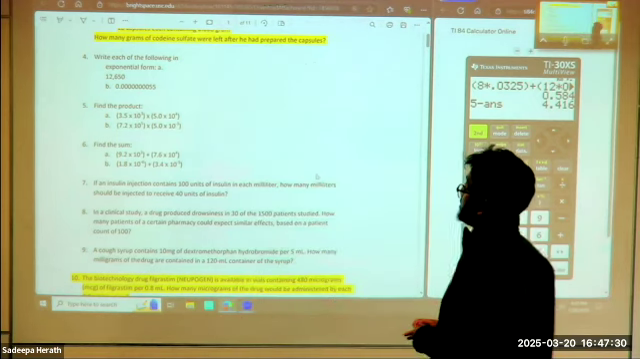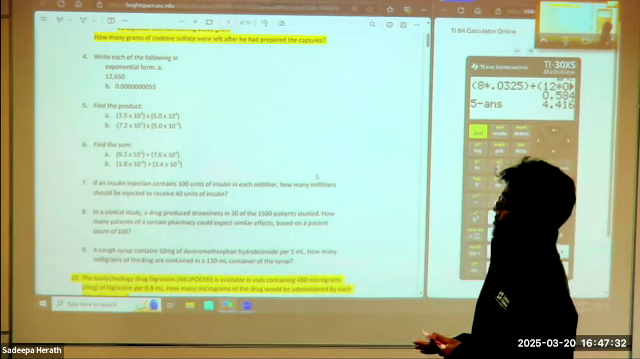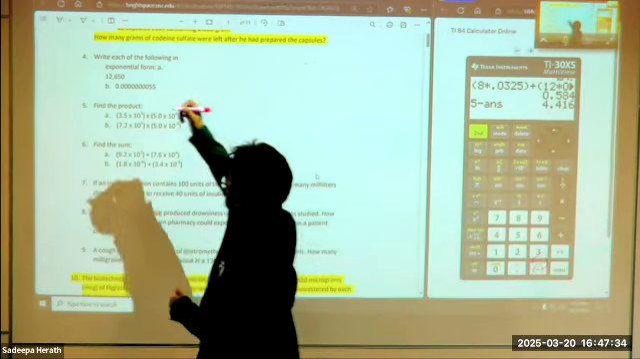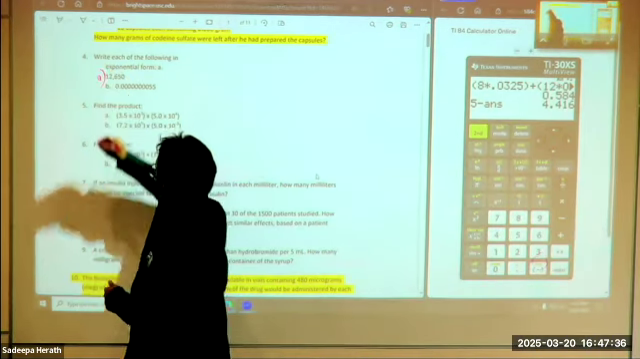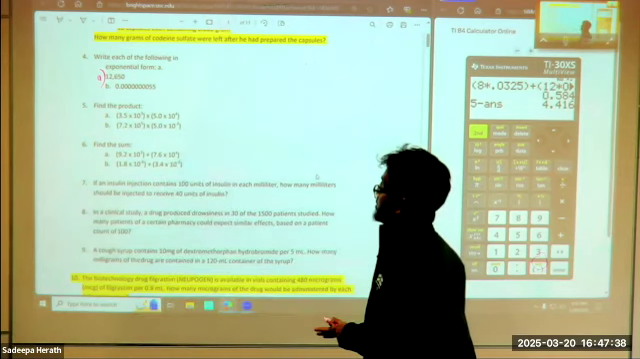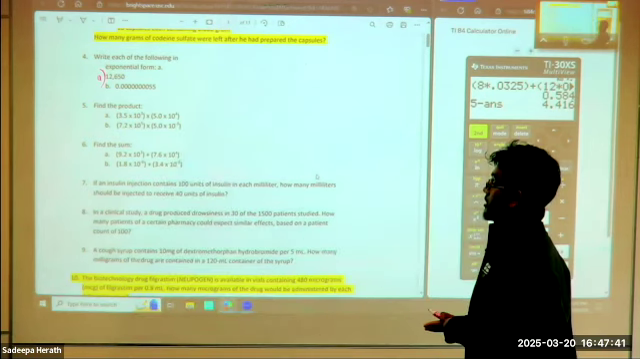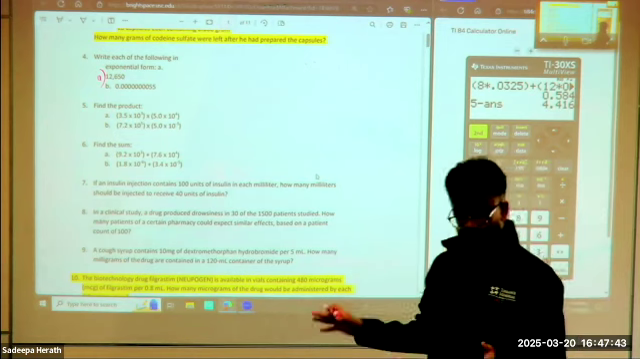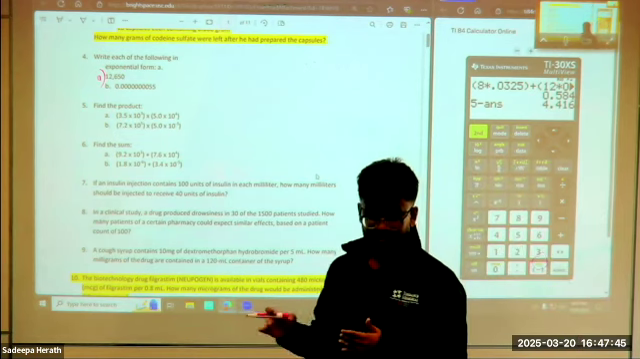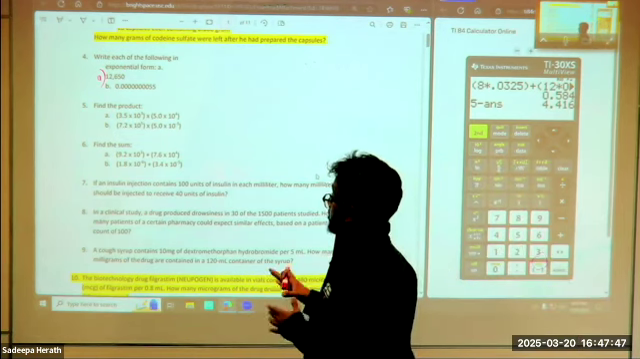Number 4, write each of the following in exponential form. So there's 2 questions for that. First one, a, 12,650. All right. First of all, again, no specification of sig figs, so we're just going to go ahead with whatever numbers that we have right now.